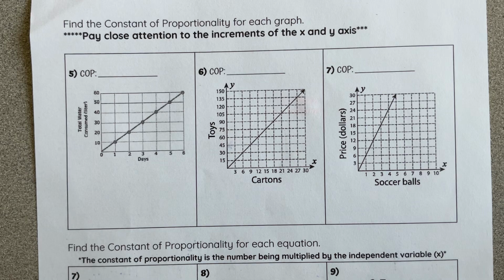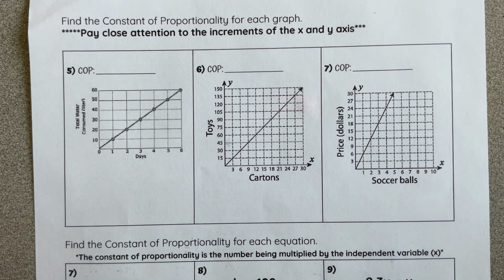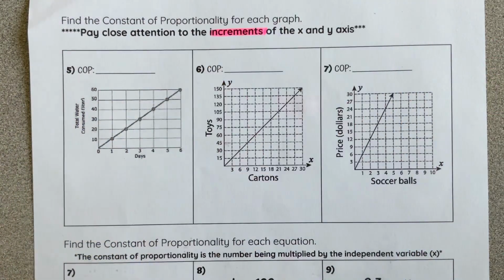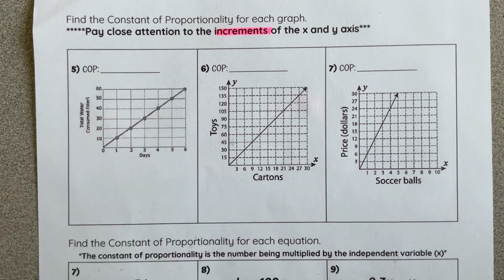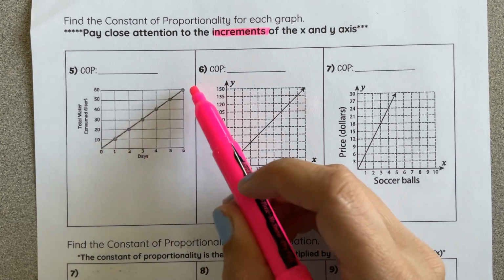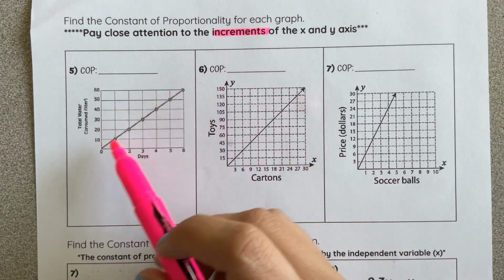Now let's look at it from graphs. So we did it from the table, let's look at it from the graphs. What is important is please pay attention to the increments on the graph. It doesn't always go up by 1. So first thing, I always look for clear points. This has a ton of clear points, so I can go anywhere on here.